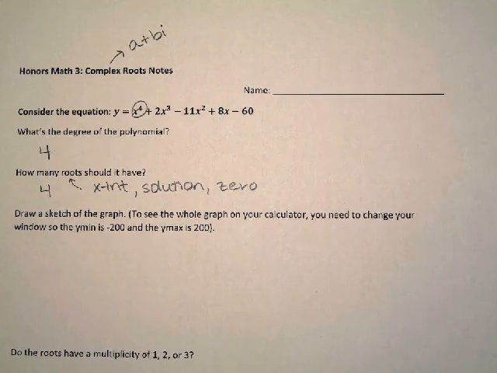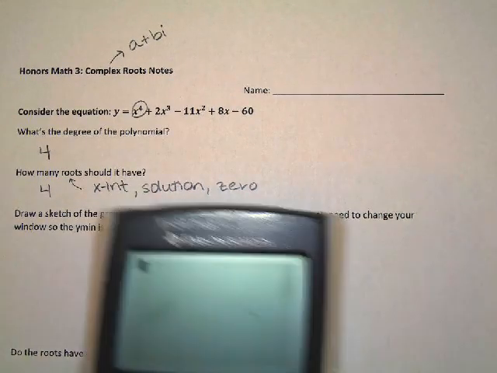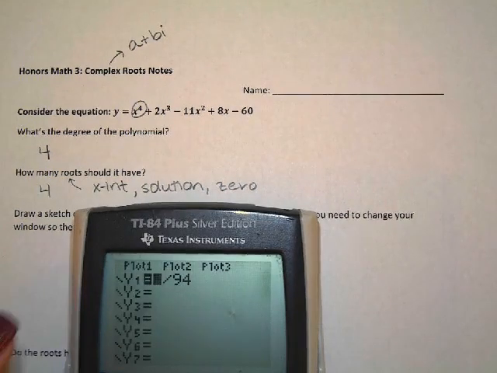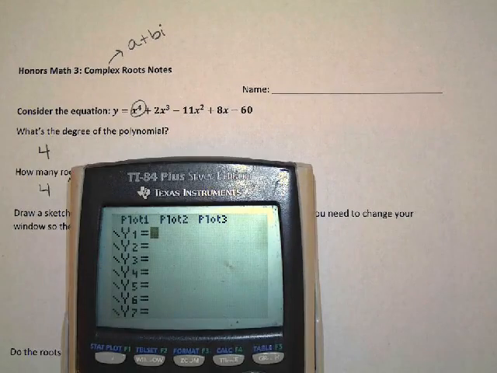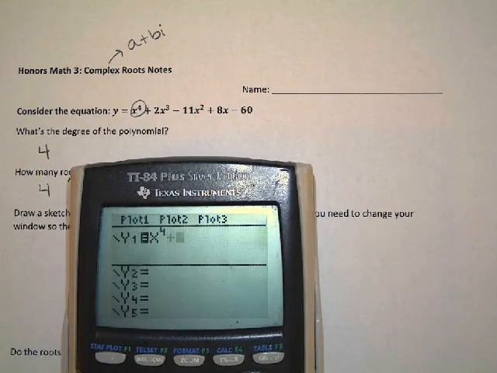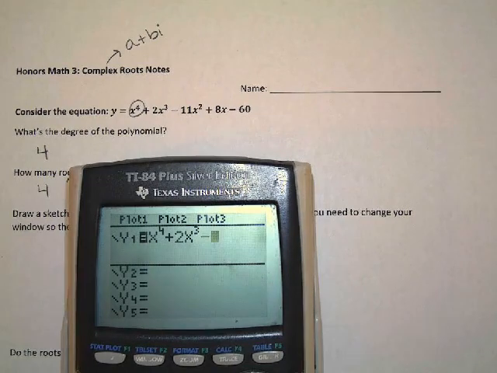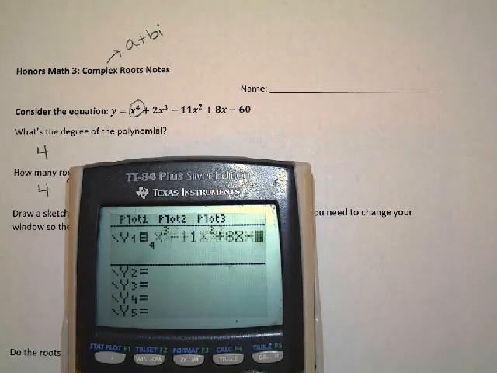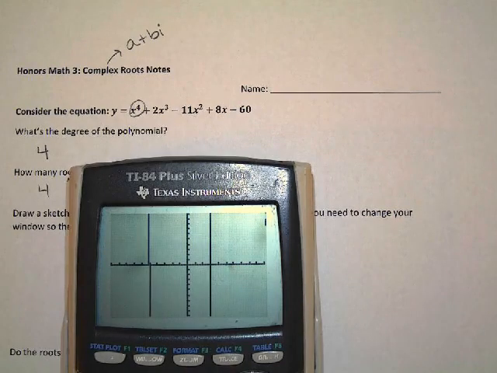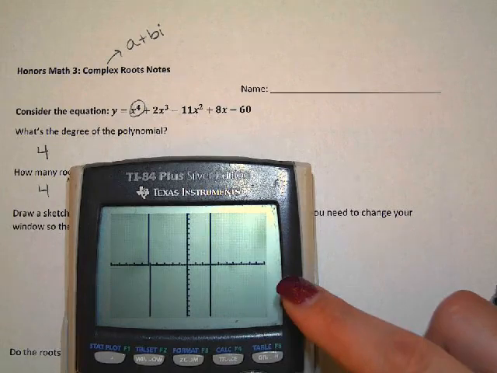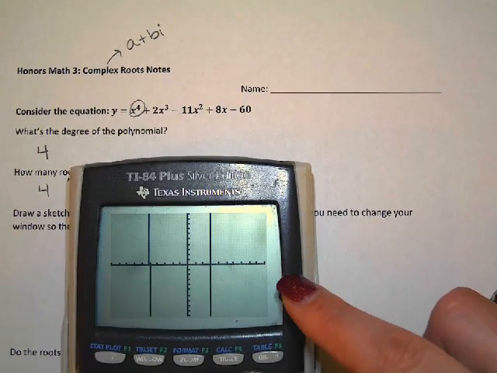All right, so we're going to draw a sketch of the graph. First I have to graph it on my calculator. I'm going to clear my calculator. So I've got x to the 4th plus 2x to the 3rd minus 11x squared plus 8x minus 60. And so here's my graph. Once we do these after what I'm about to show you, we will actually use this screen.